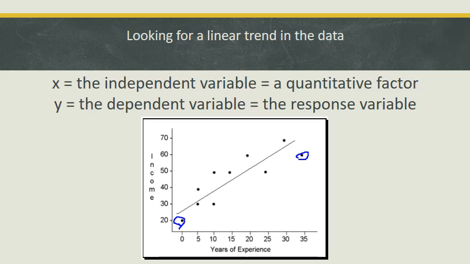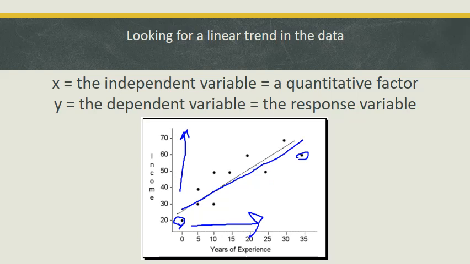Our task is to find and analyze the relationship between x and y if it exists, and one of the simplest relationships is a linear or straight line relationship. This example is very clear. As work experience increases, then income, y, also increases in a more or less linear way.